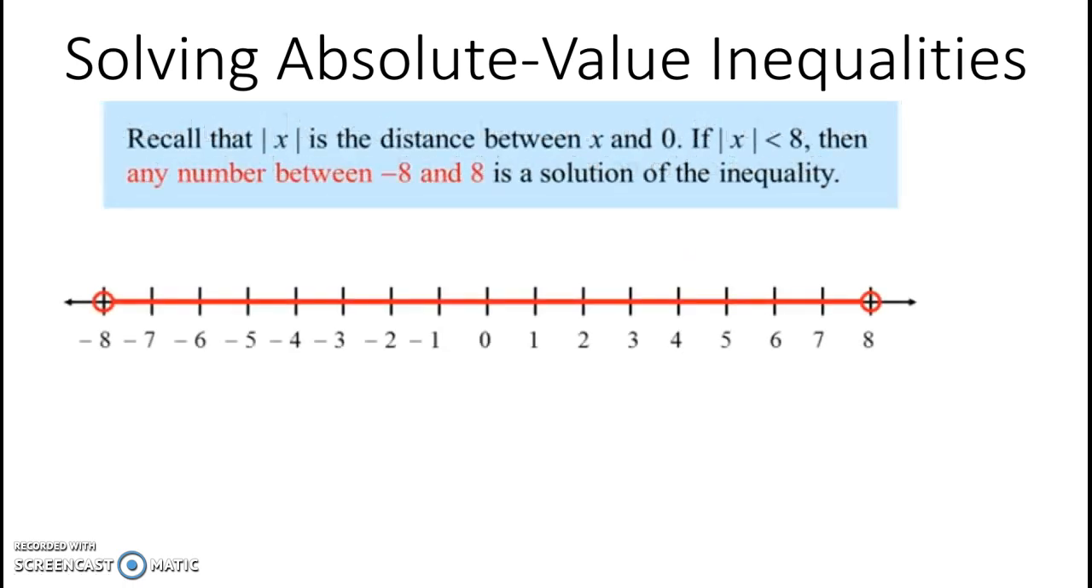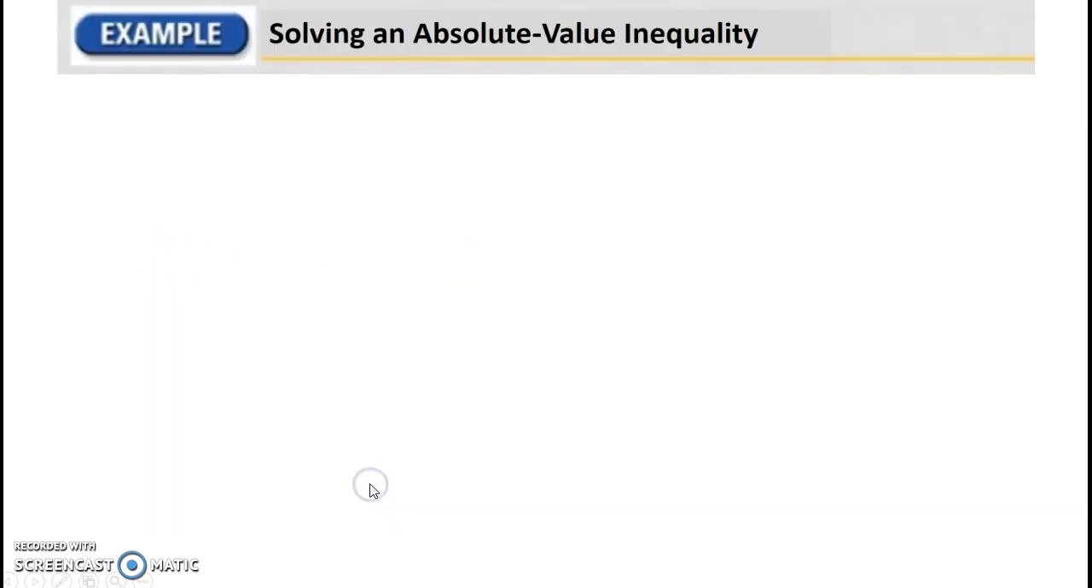If you look at a number line that represents this information, you can see that if it's between negative 8 and positive 8, but it's less than that, then we have open circles on each end. So let's look at an example. We're going to solve the absolute value of x minus 4 is less than 3.